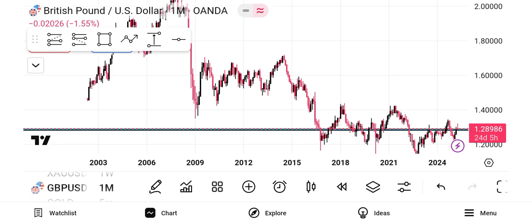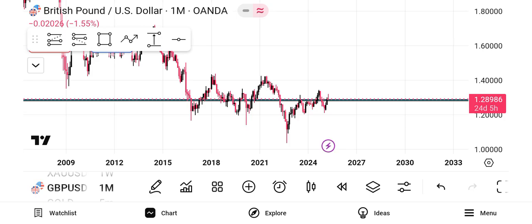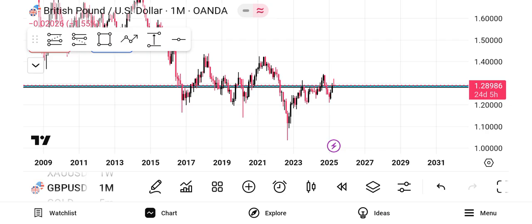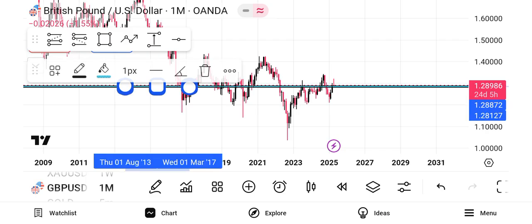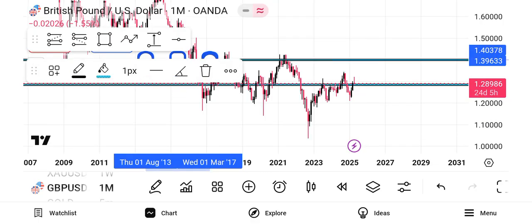Okay, hello guys. So first time, let's hop on my strategy. We're starting on GBPUSD on a monthly time frame. Let's begin. I want to make this video as short as possible.